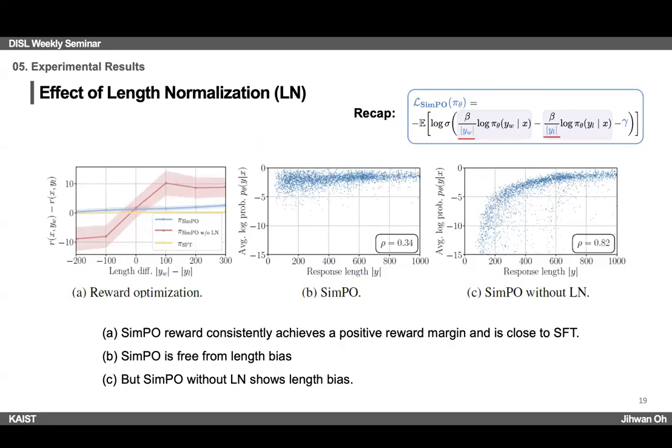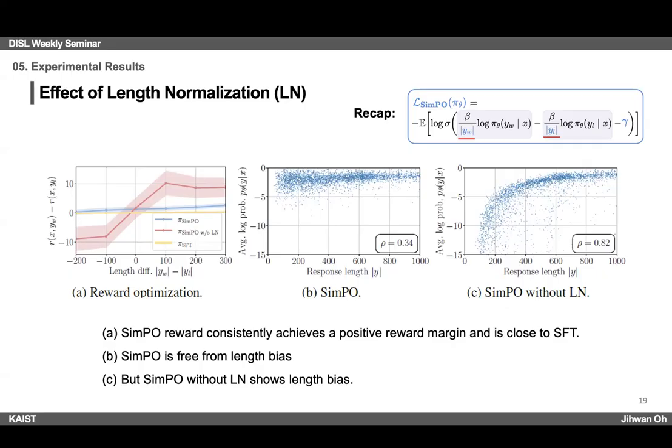And this slide analyzes the effect of length normalization in the SimPO reward formulation. On the top right, we again show the SimPO loss, where both chosen and rejected responses are normalized by their lengths. The left figure A shows how reward scores vary based on the length difference between the chosen and rejected responses. As you can see, SimPO, colored in blue, maintains a consistent reward margin across different lengths, while SimPO without length normalization, colored in red, shows strong length bias.